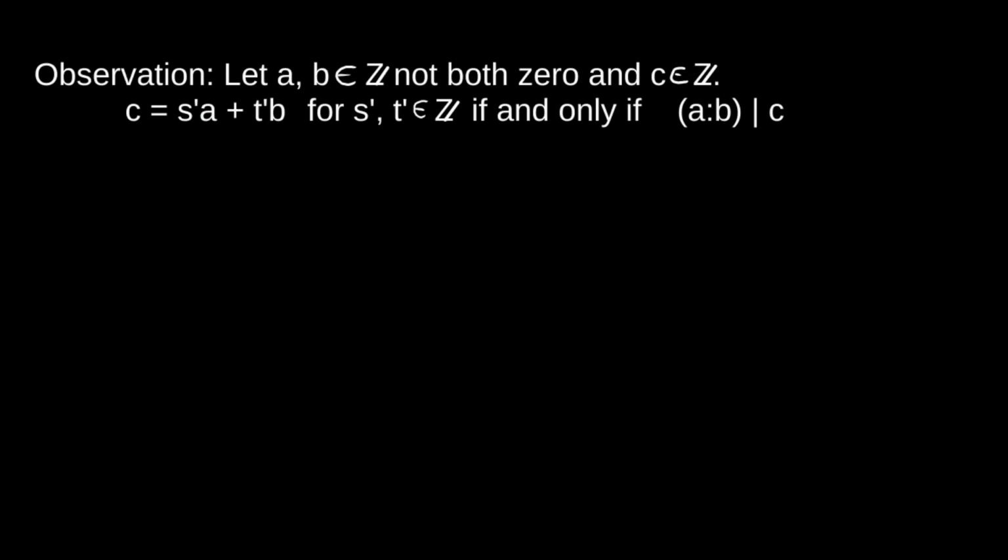Let's have a look at this observation. If we have a and b, two integers, not both 0, and c is some integer, then what we have is that we can write c as a linear combination between a and b if and only if the greatest common divisor between a and b divides c. This is an if and only if, so we have to prove both ways. Let's look at the proof.